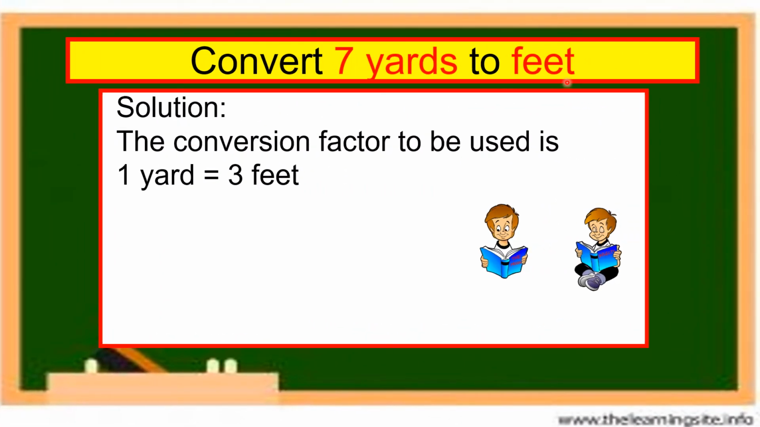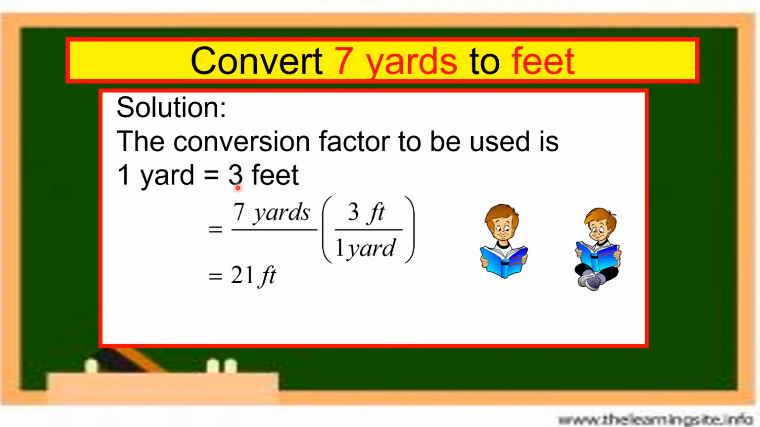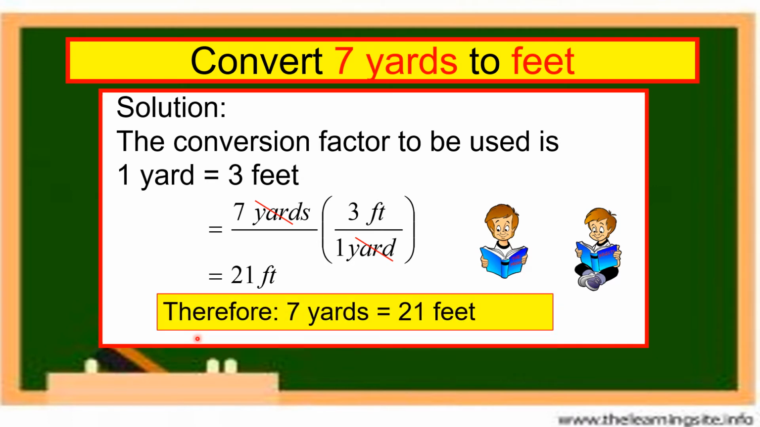Convert 7 yards to feet. Conversion factor, 1 yard equals 3 feet. So, 7 yards to be multiplied by 3 feet over 1 yard. We can cancel yard. Then, that is 7 times 3. And 7 times 3 equals 21 feet. Therefore, 7 yards equals 21 feet.